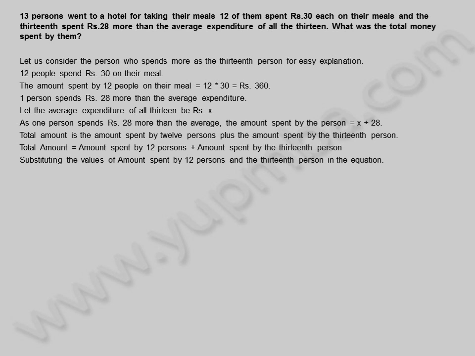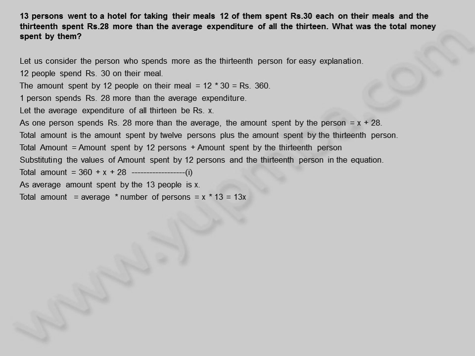Substituting the values of amount spent by 12 persons and the 13th person in the equation. Total amount is equal to 360 plus X plus 28, keeping this as equation 1. As average amount spent by the 13 people is X, total amount is equal to average into number of persons is equal to X into 13 is equal to 13X. Total amount is equal to 13X, keeping this as equation 2.